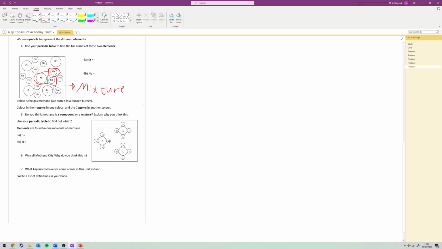None of them are joined together, so this is not a compound. Because you've got lots of different atoms next to each other, it's not an element. And because they are not joined, that makes it a mixture.